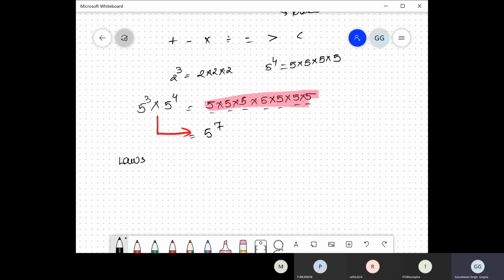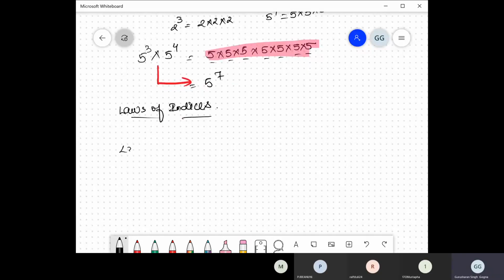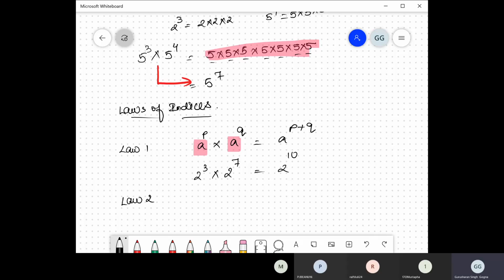Now, these are all given in your logbook, laws of indices, but you need to understand them as well. The first law states that a to the power p multiplied by a to the power q is a to the power p plus q. So basically, when the bases are the same, as you can see this is a, and you are multiplying, then you can simply add the powers. So 2 to the power 3 multiplied by 2 to the power 7 can be written as 2 to the power 10.